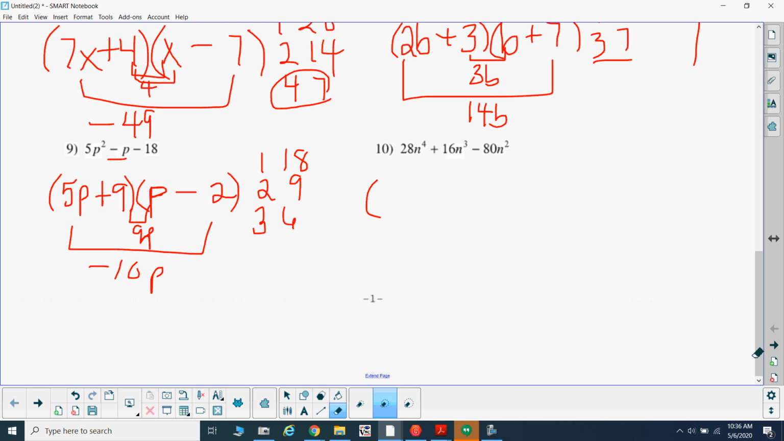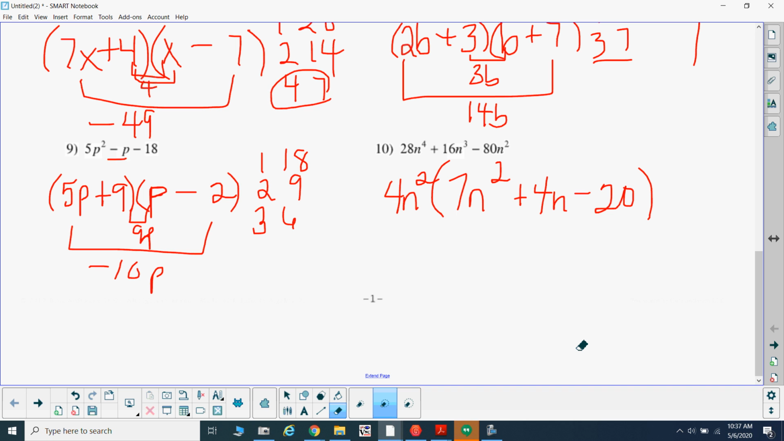This one looks harder, but if I look, those are all even numbers, so I can divide them all by 2. So my first step actually wouldn't be to start this way. It would be to start this way. 2, or does anything else? You know what? We can actually take out a 4, I believe. We can take out a 4n squared. And if I do that, I have 7n squared plus 4n minus 20.